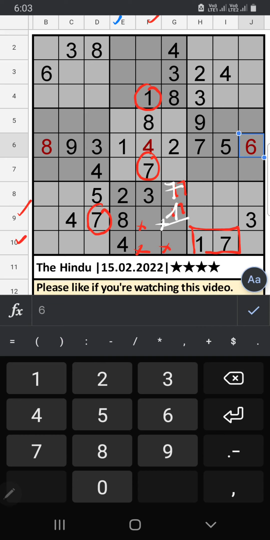Column E, third row, we have 2. 2 can't come these cells. Then 2 is confirmed here.